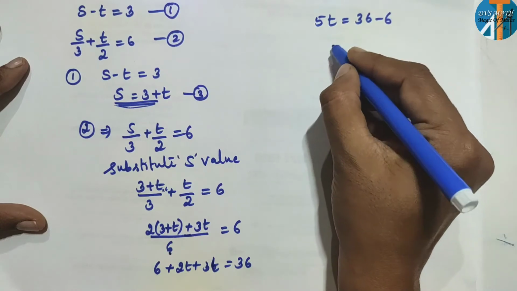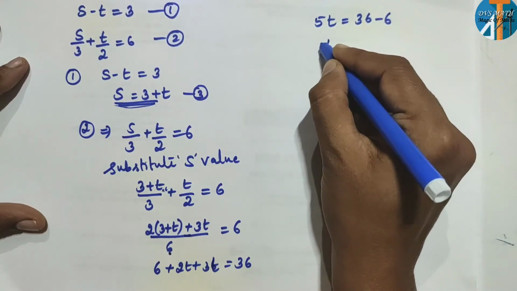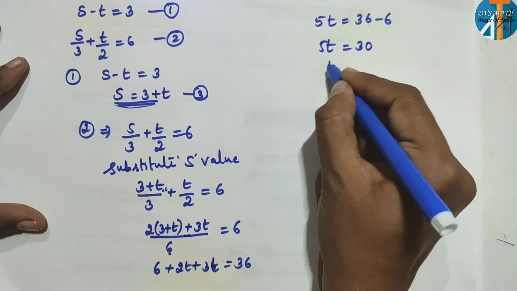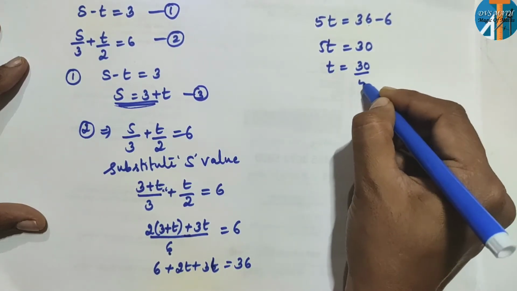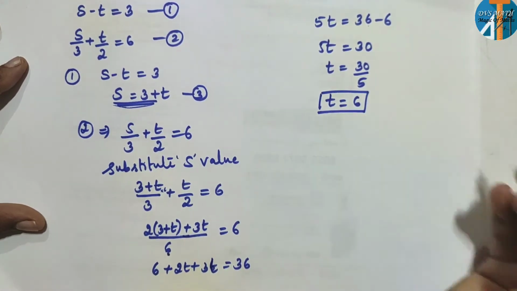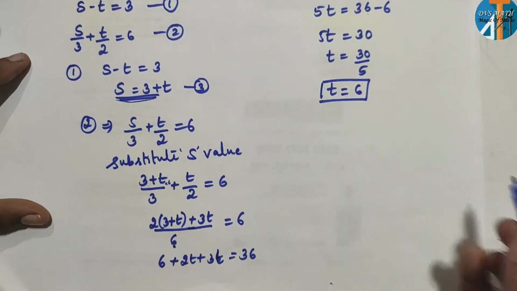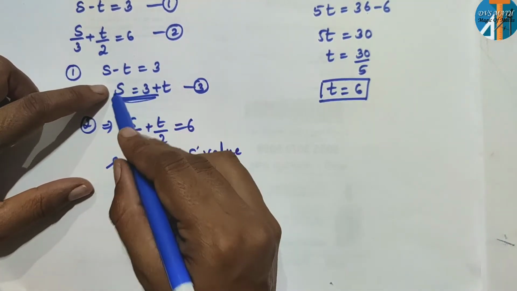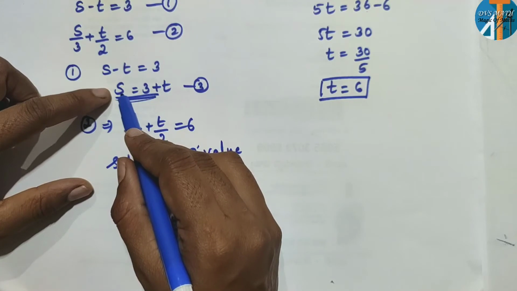Now you want the value of t. Here 5t is equal to 36 minus 6, you will get 30. t is equal to 30 by 5. So you got the t value as 6. Now we have to substitute this value in equation 3, because we are converting it, and you want the value of s, right?